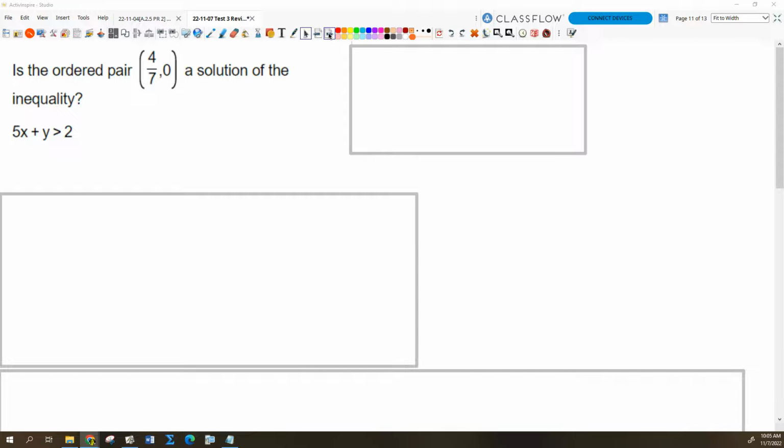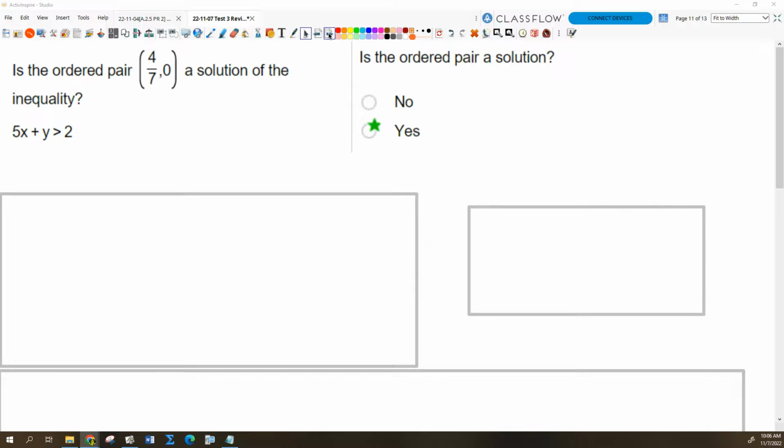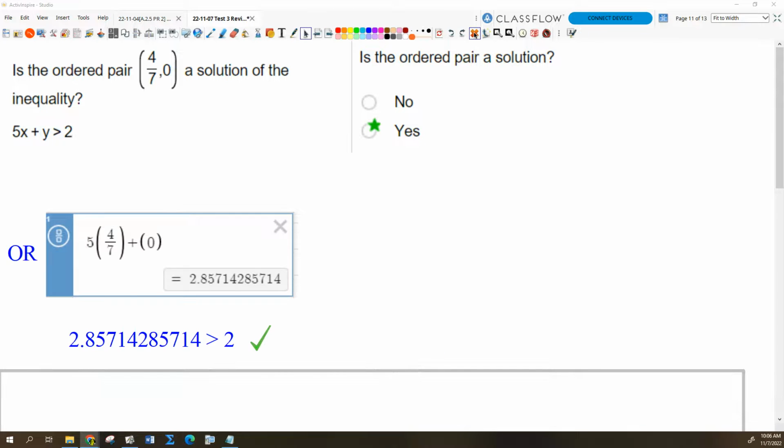Is the ordered pair (4/7, 0) a solution of the inequality? How could you tell? Graph it or plug it in, right? Just plug it in and see what you get. If I plug that in, the answer is yes. How come though? Because if I plug in 4/7 for X and 0 for Y, well then 5X plus Y turns into 2.85 blah, blah, blah, which is greater than 2, okay? So I get a number greater than 2 on the left, so it makes sense, okay? Give me thumbs. Good? All right, we're getting there.